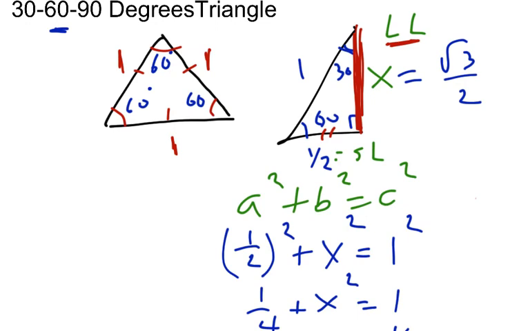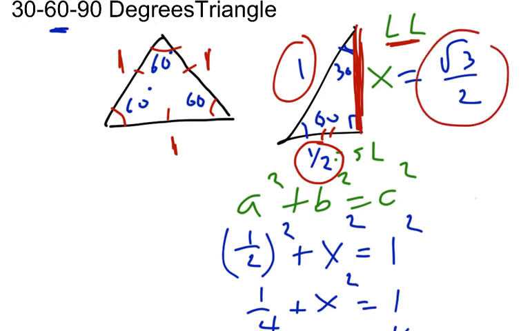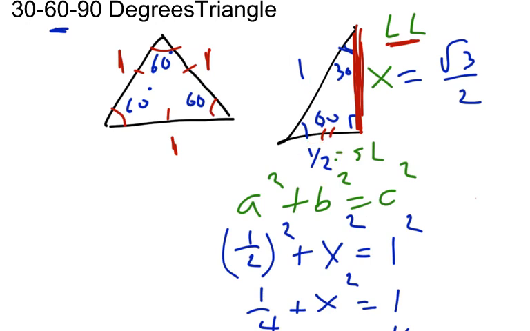So those ratios will always work out. If my hypotenuse is 1, then my short leg is 1/2, and my long leg is square root of 3 over 2 times whatever my hypotenuse is. Here, the short leg is half of my hypotenuse. I'm just going back to geometry. So now we have the 30, 60, 90.